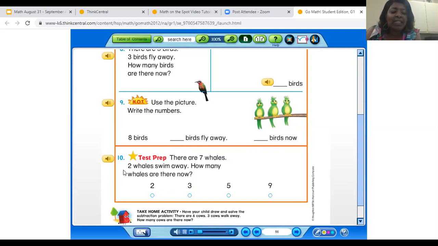And let's look at number 10, our test prep. There are 7 whales. 2 whales swim away. How many whales are there now? I want you to figure that out, all right? And remember, if they go away, they are no longer there.